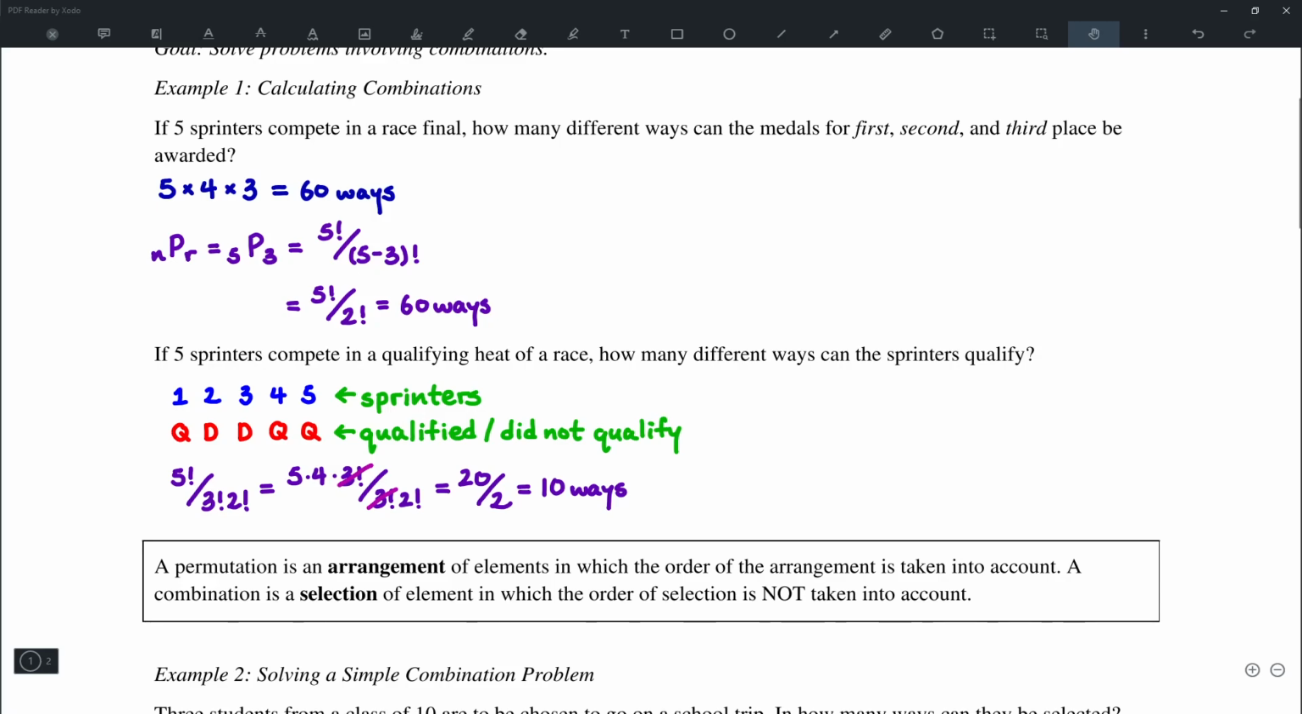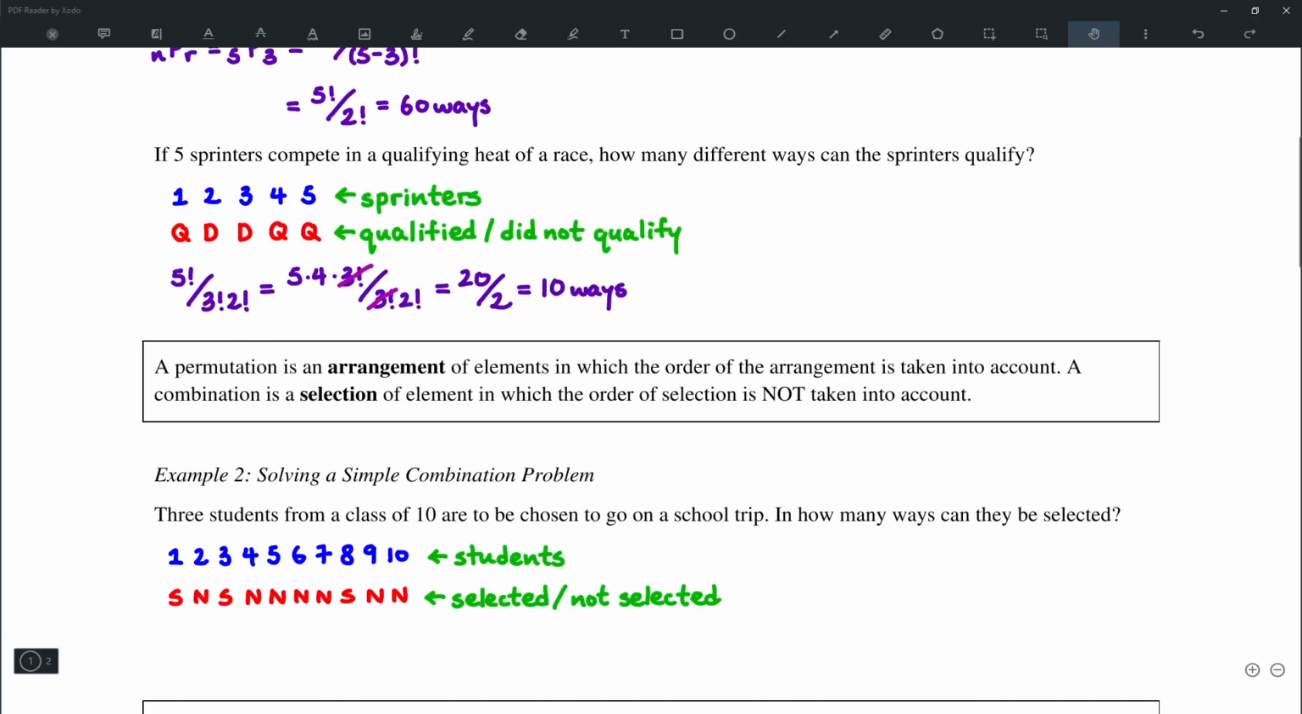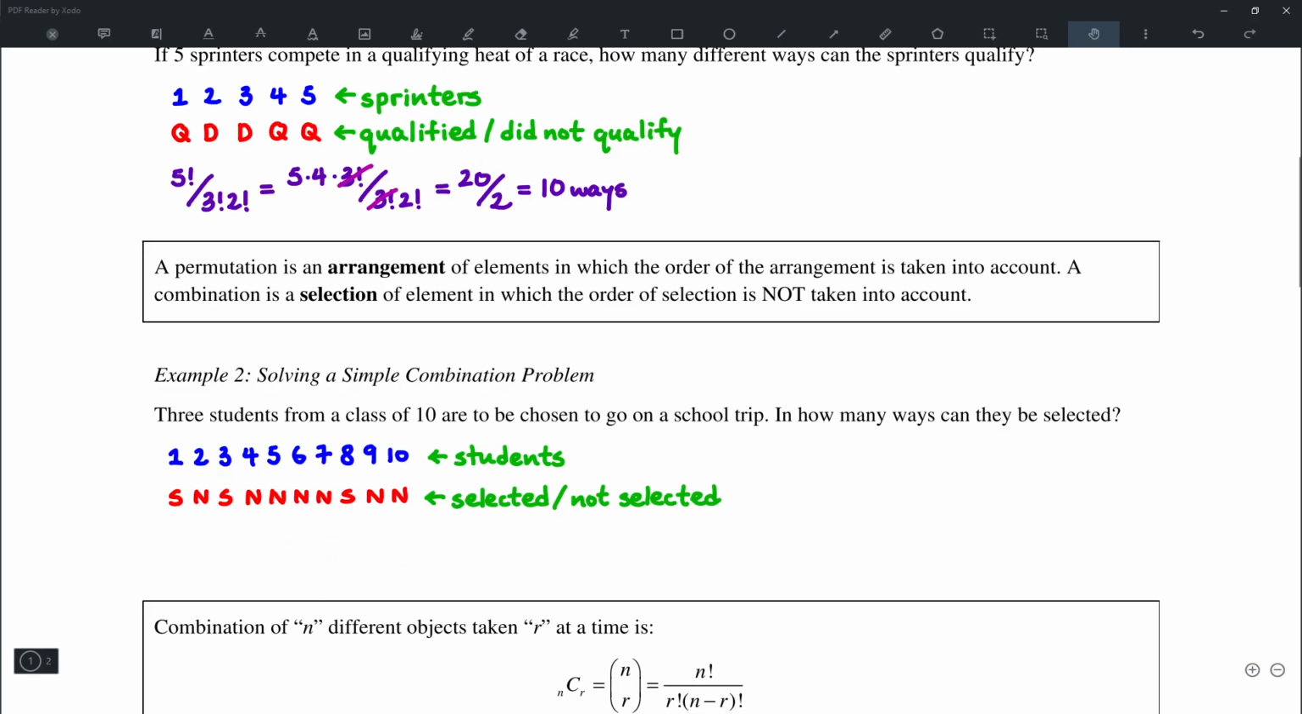Let's look at a second example, example number 2. So 3 students from a class of 10 are to be chosen to go on a school trip. In how many ways can they be selected? So again, we have 10 students, 1 through 10, and there are 3 S's for selected and 7 N's for not selected. And this right here is only one of the possible arrangements.